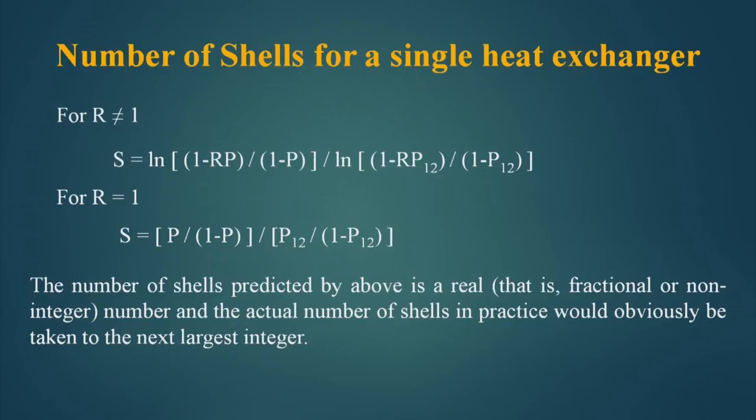The number of cells predicted by the above equation is a real quantity. That means it is a fractional non-integer quantity. And thus, when we predict cells, it would obviously be taken to the next largest integer value. Now, the question is how to calculate the number of cells for a HEN before the design. As I had already told, all targets are achieved before the design. So, this is a very good technique of pinch technology, where before the design the targets are fixed.